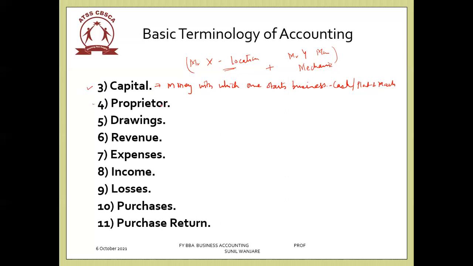Next point is proprietor. Proprietor means single owner, sole owner. When there is a business with only a single owner who enjoys the ownership, management and the profits, he is called a proprietor. In any business with a single owner, he is the only person enjoying the profits. He is the one bearing the risk. There is no other person to share his risk. He is called a proprietor. So a proprietor is a single owner of a business.